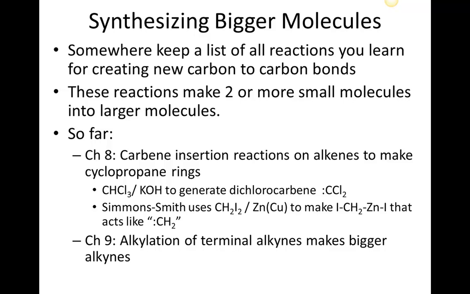little 3-membered rings. Now you have, in Chapter 9, this new reaction which is the alkylation of terminal alkynes makes bigger alkynes. Now there's some constraints on that reaction. We've talked about the fact that the substrate can't be too crowded. That's fine. Every time we talk about making new carbon-carbon bonds, there's going to be some little things that we need to know. How does that work?